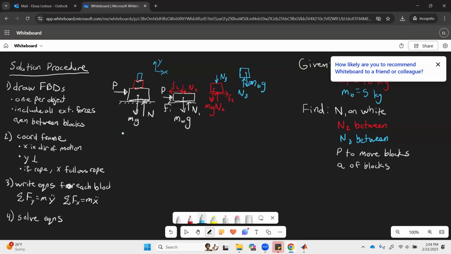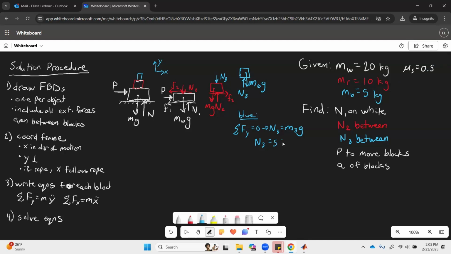Let's start out with the blue block. Sum of the forces in Y equals 0. So normal force 3 equals M3 times gravity. So that means that normal force 3 equals 5 times 9.81, and that equals 49.05 newtons. Okay, so N3 equals 49 newtons.